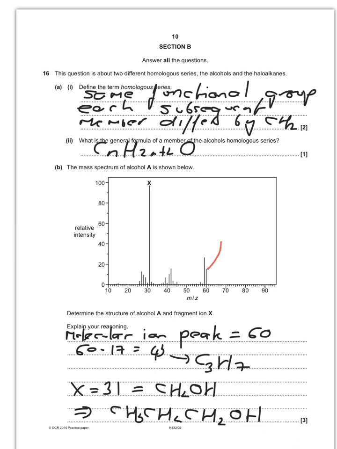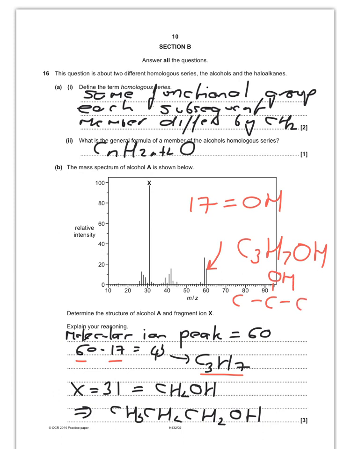First of all, you look at your molecular ion peak, which comes in at 60. If you take 60 and minus 17, where 17 is the mass of an OH group, you end up with 43, which is going to be C3H7. So you know you've got C3H7OH. You're either looking at a straight chain, propanol as I've drawn, or it could be propan-2-ol like so. So we need to work out what it's going to be.